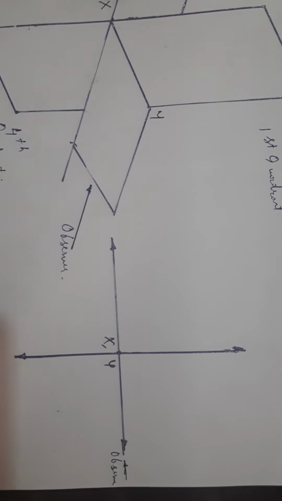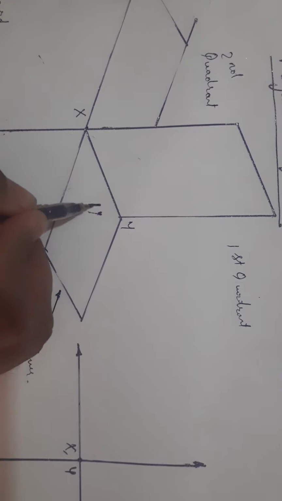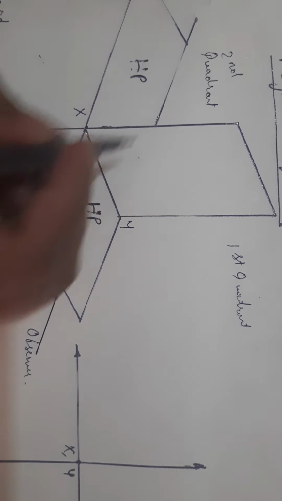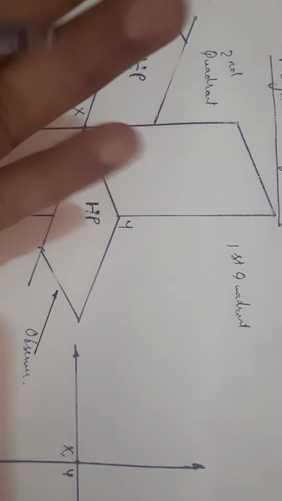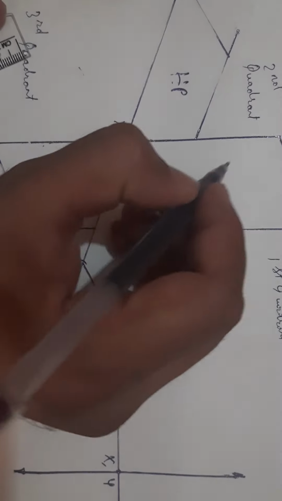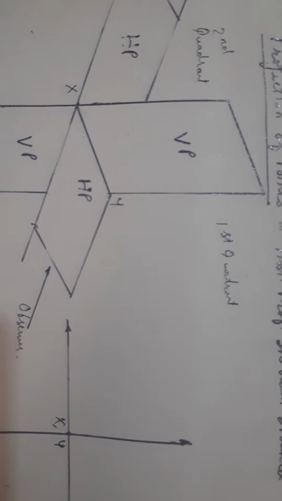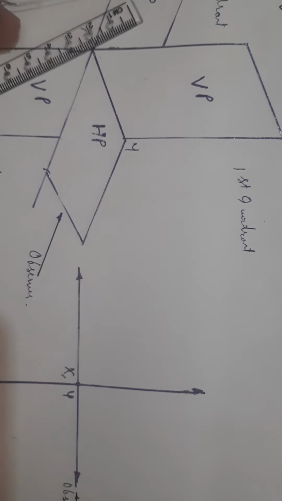Friends, just to understand the diagram, these two parallel planes, since they are parallel to the ground, are named as HP, that is horizontal planes. Since this plane is vertical, which is parallel to the wall, this is mentioned as the vertical plane. Now let us locate the position of different points. Try to understand the position of different points.